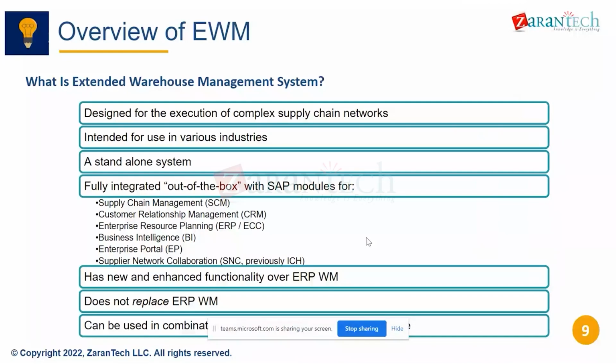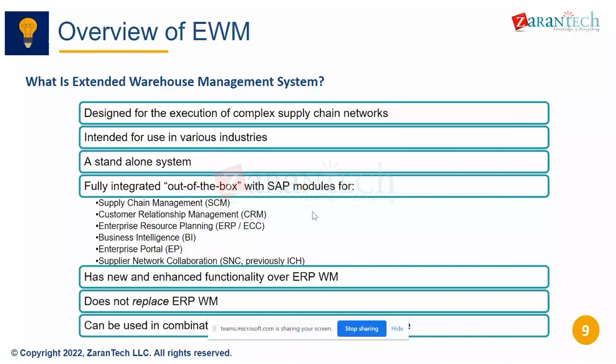Okay, as I said, what is the extended warehouse management system? With extended warehouse management, SAP has come up with a standalone system, an altogether different server module. It is a new system which will handle all the complex warehousing in the supply chain networks. It is fully integrated with all the other SAP modules, such as SCM, supply chain, CRM, then also BI, enterprise portals, SAP SD, MM.